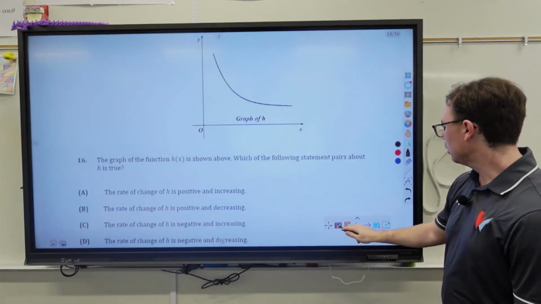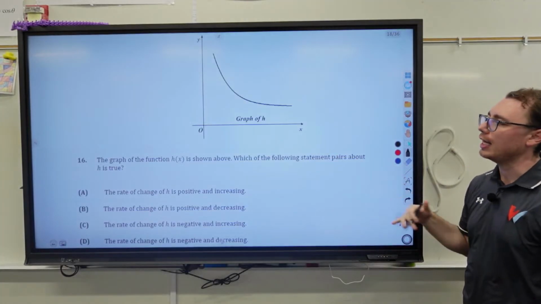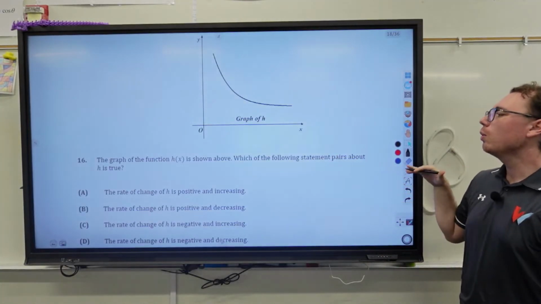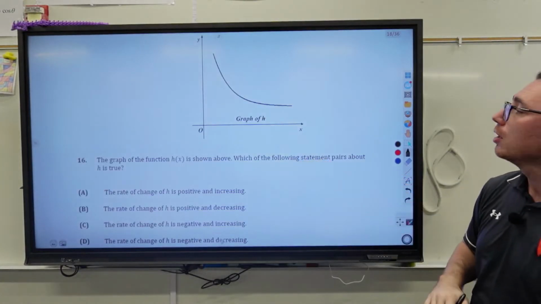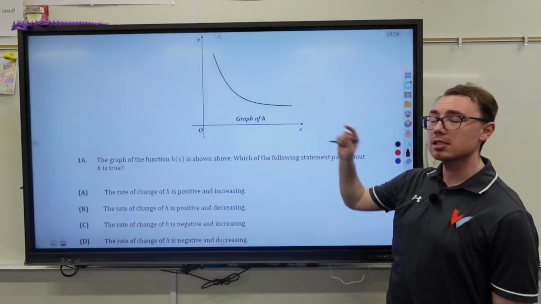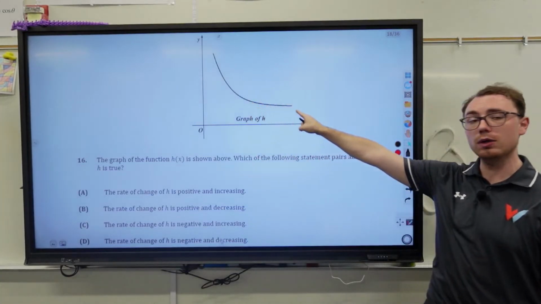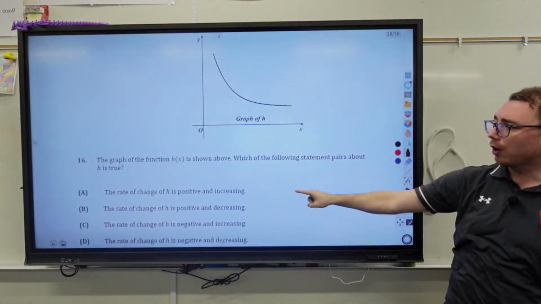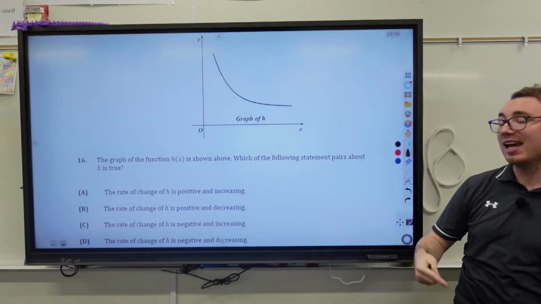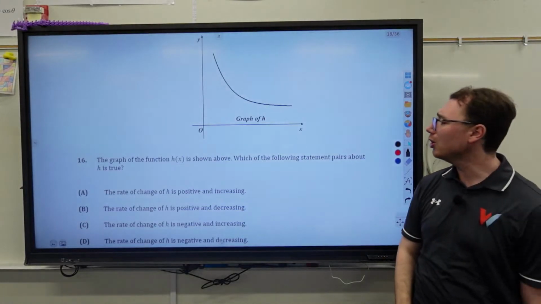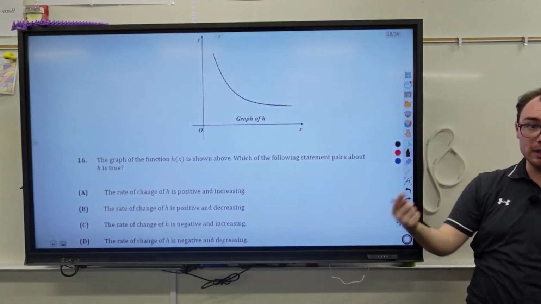We now want to take a look at problem 16. For problem 16, the graph of the function h of x is shown above. Which of the following statement pairs about h is true? We want to take a look at this concave up graph that is decreasing over time. For part A, the rate of change of h is positive and increasing. We know the rate of change here isn't positive, it's negative because it's going down.